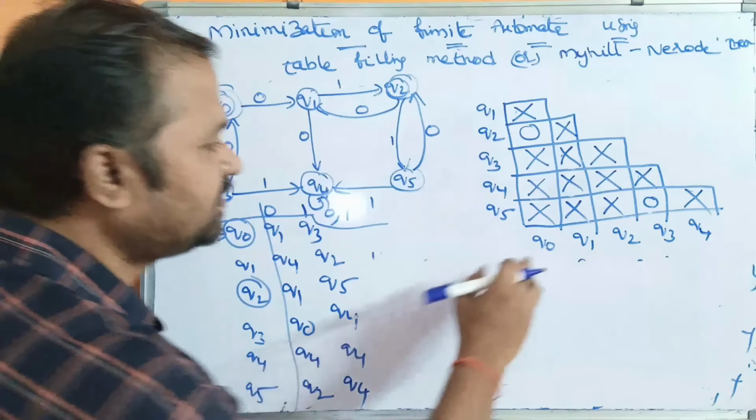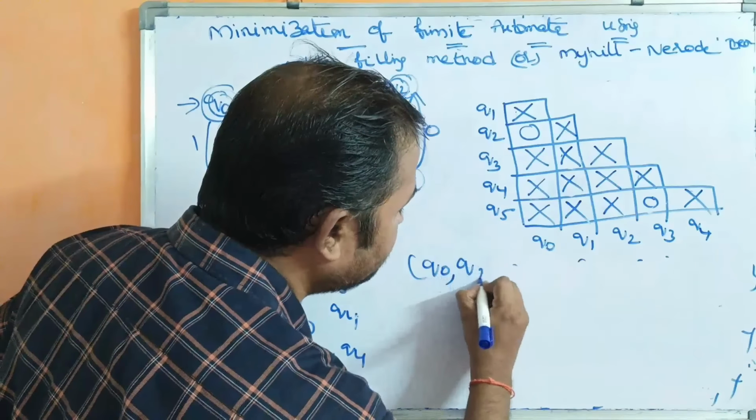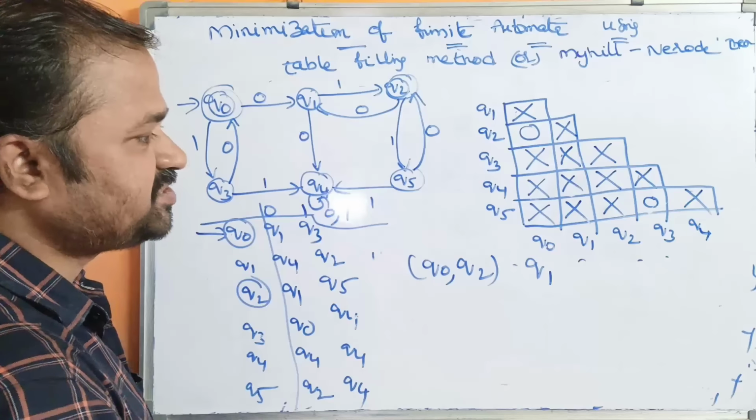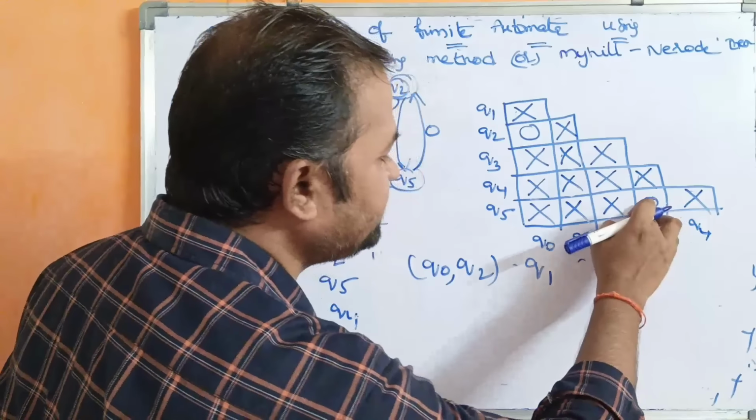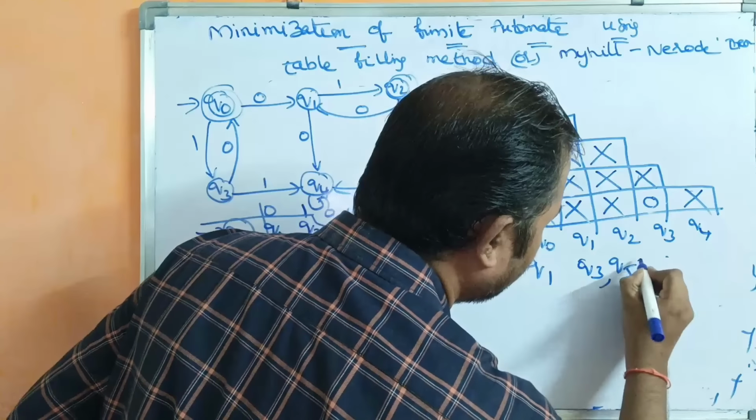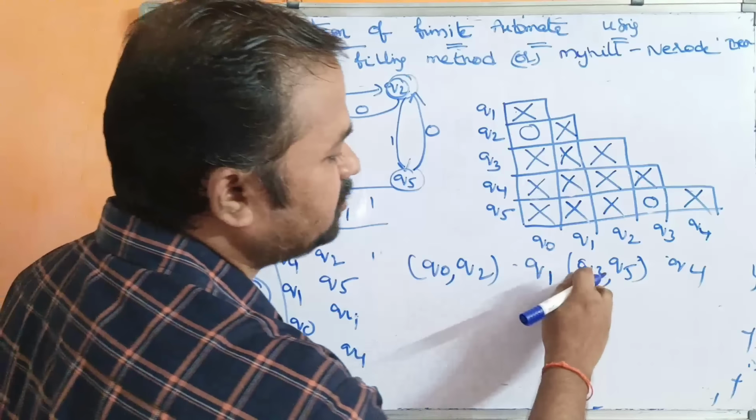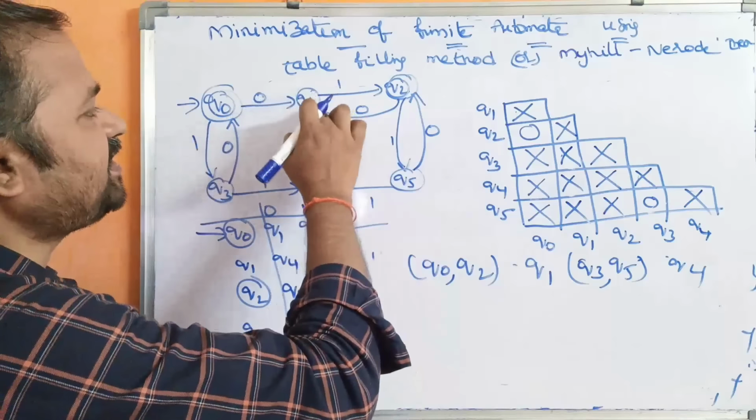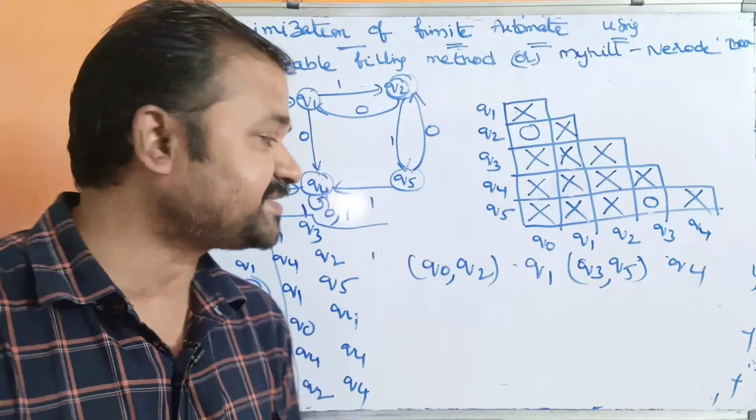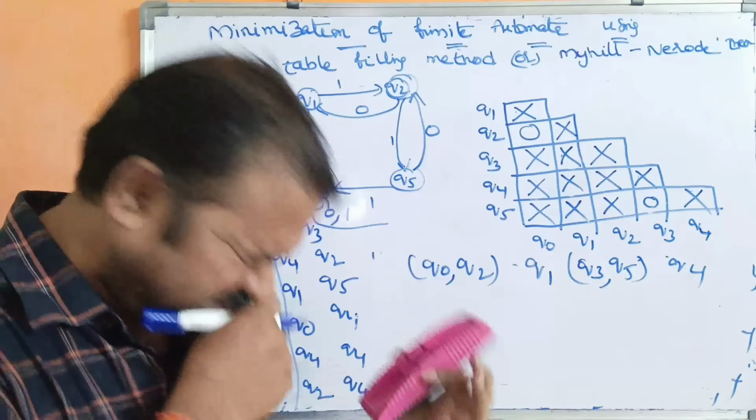So now the states are: we can merge Q0 and Q2, because marking this pair is not possible. Q0 and Q2 is one state. Next state is Q1. Next, here we can merge Q3 and Q5. So the next state is Q4. So Q0 Q2, Q1, Q3 Q5, Q4. Initially the finite automata contains 6 states. Now those 6 states are reduced to 4 states.